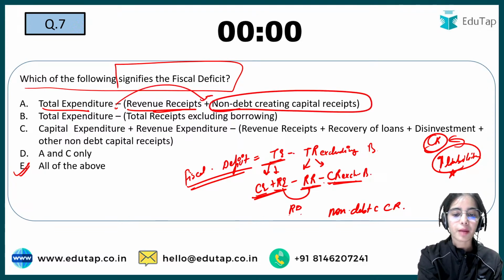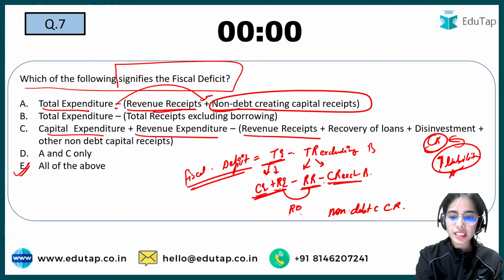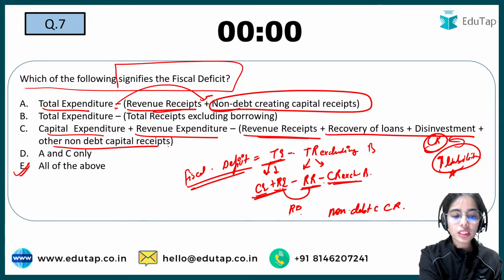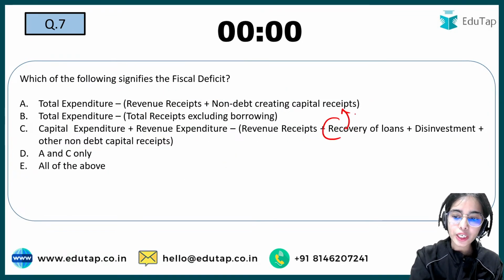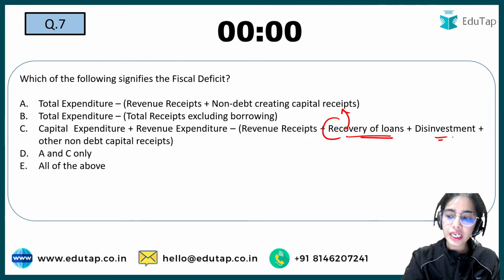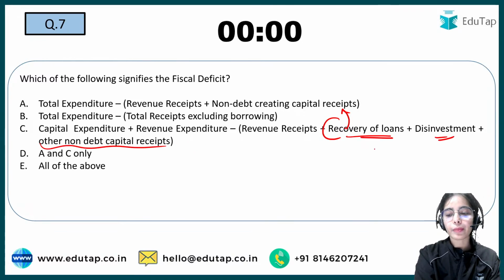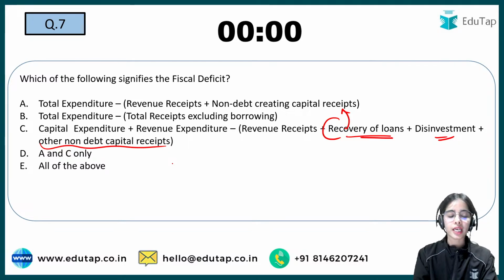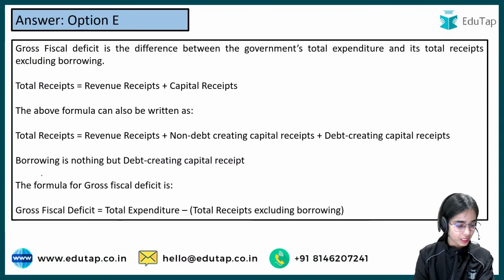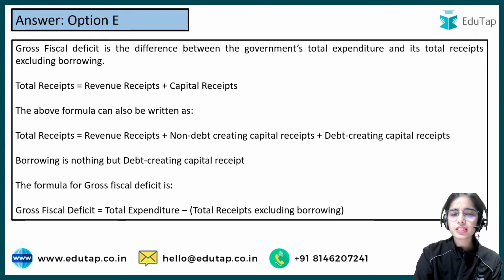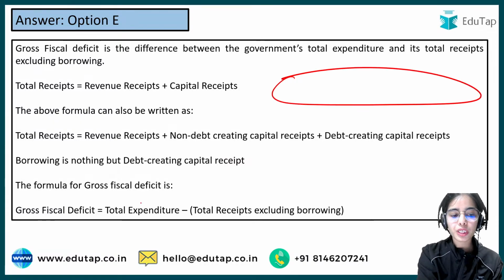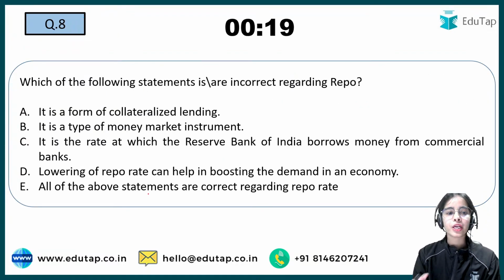Capital expenditure plus the revenue expenditure minus the revenue receipts, minus all the capital receipts of the government that are non-debt creating. So recovery of loans, disinvestment, other non-debt creating capital receipts, all of these are non-debt creating capital receipts. So here all of the above is the correct answer. Okay, so this is one formula. Through one formula you are getting multiple formulas. Okay, so that is the idea.